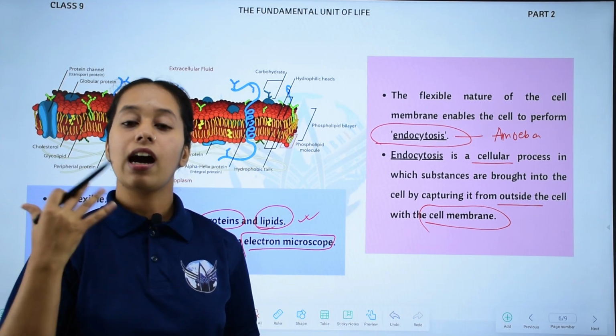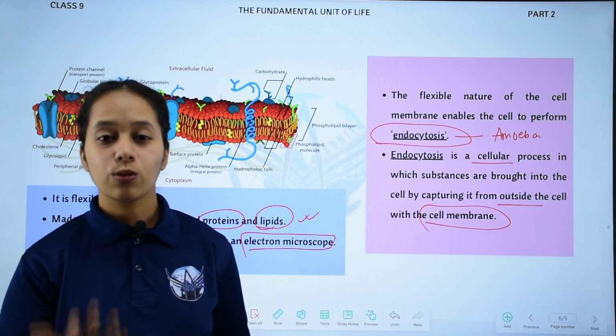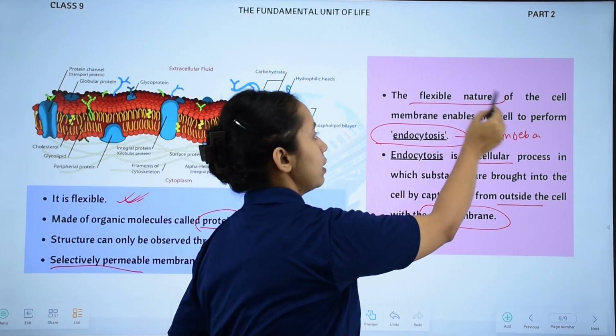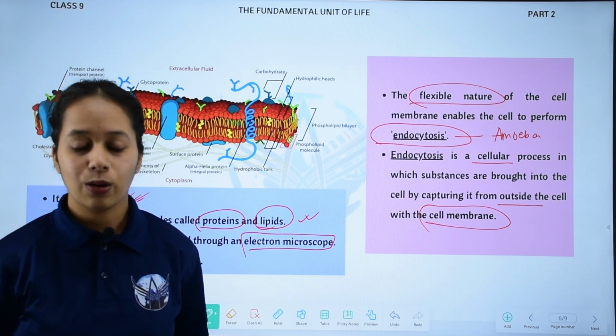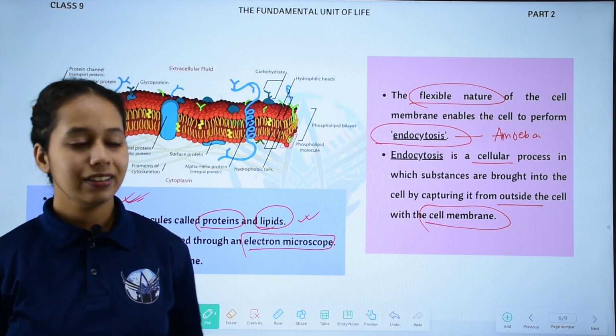And why or how is endocytosis possible? It is only possible because of the flexible nature of the cell membrane, or the plasma membrane.